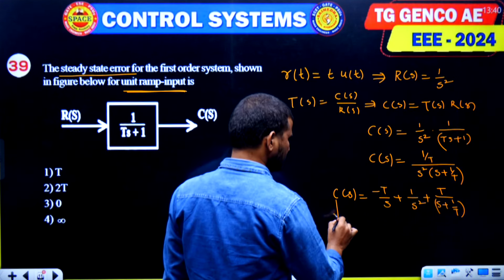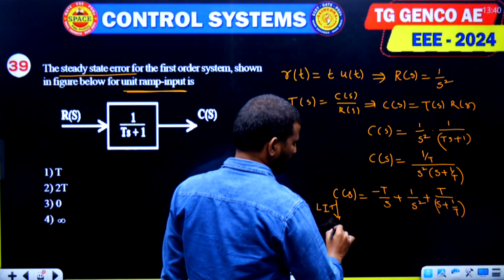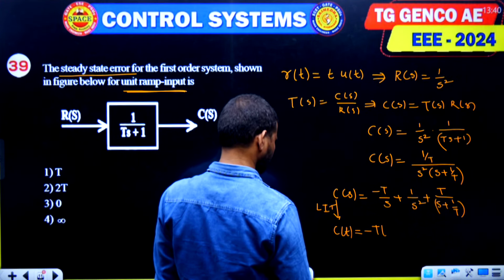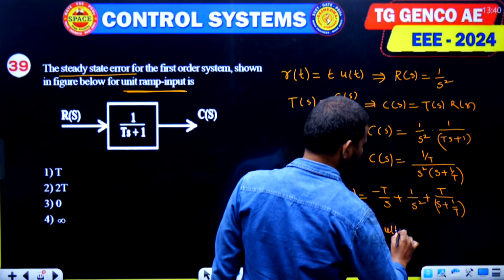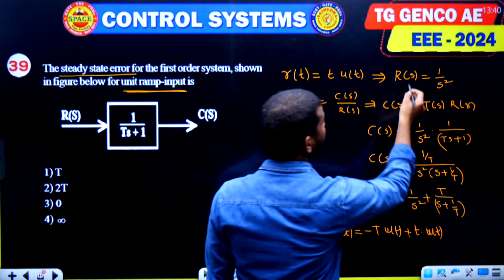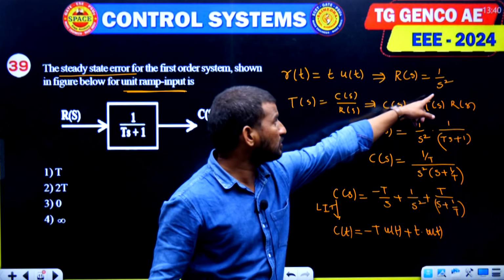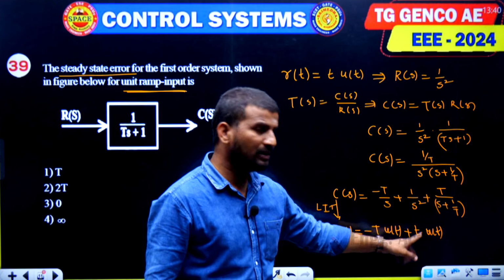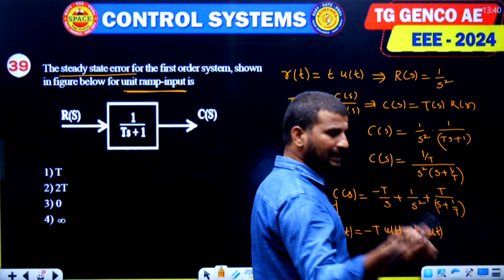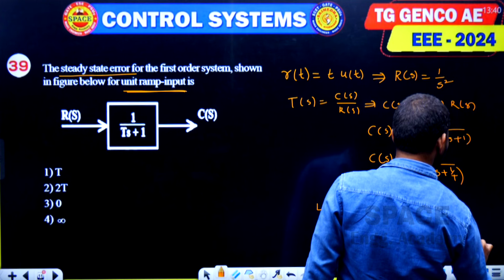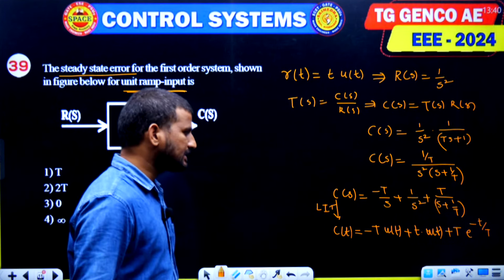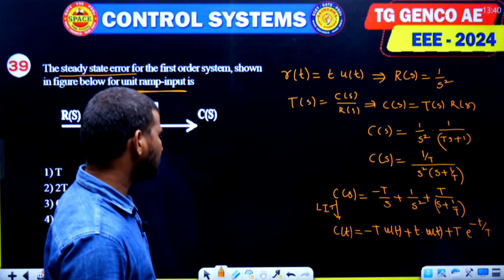By applying the Laplace inverse transformation, C of t will be minus T into u of t plus T into e power minus t by capital T. When R of s is given, R of t is equal to t into u of t, and 1 by s square, we write as t into u of t. Here, 1 by s plus a gives e power minus a t, that is, plus T into e power minus t by capital T. So this is going to be C of t, right?